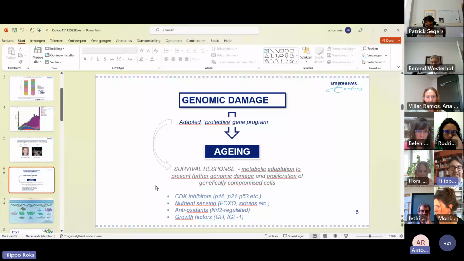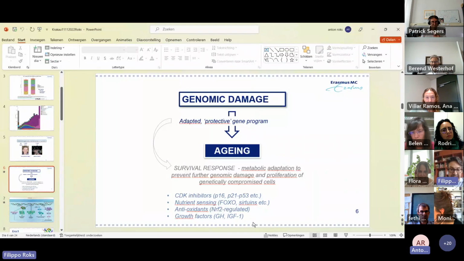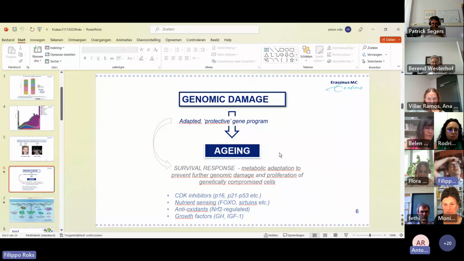So you get phenomena like activation of cell cycle inhibitors like P16, P21, changes in nutrient sensing programs by FOXO, sirtuins, activation of antioxidants to prevent further problems, and also attenuation of growth factors. But all these adaptations basically cause a block also of repair responses. And that ultimately, as we believe, leads to aging.